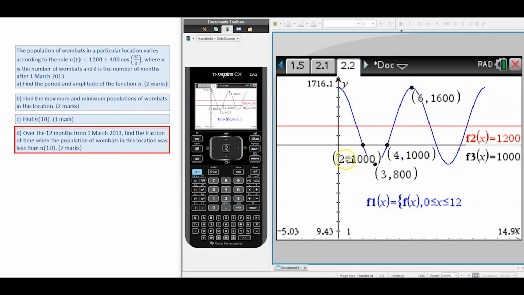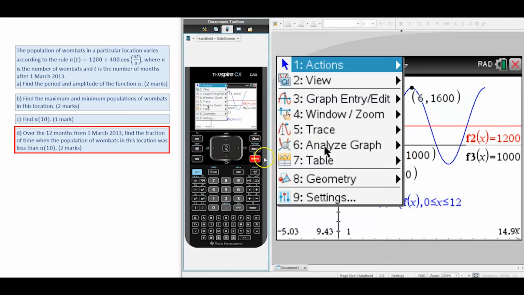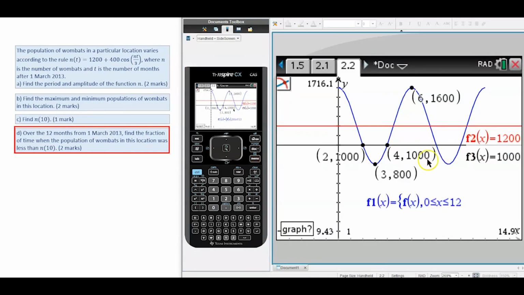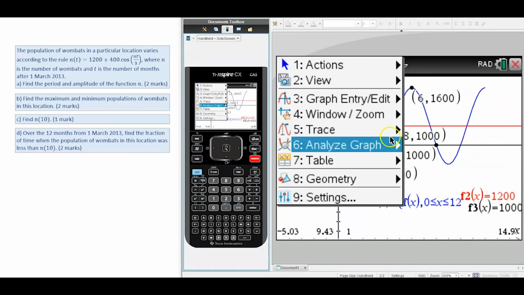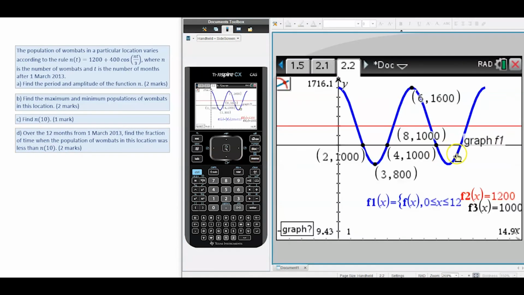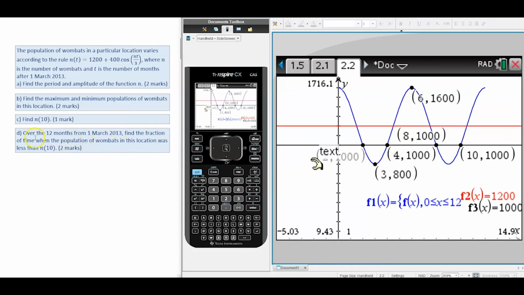This is the problem, it's really hard to see. When you're doing this on an actual CAS calculator, it is a bit of a pain. There we go. And one for the road: menu, analyze, intersection, this one and this one. And there we go. So it's when x is 2, 4, 8, and 10, or sorry, t is 2, 4, 8, and 10. They are our values for this question D.